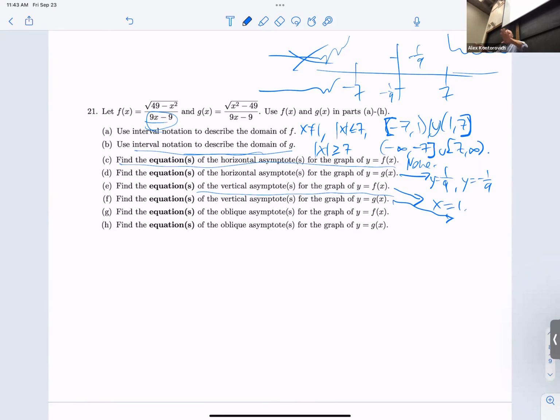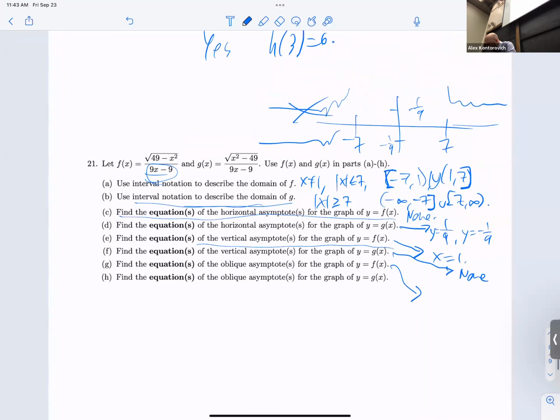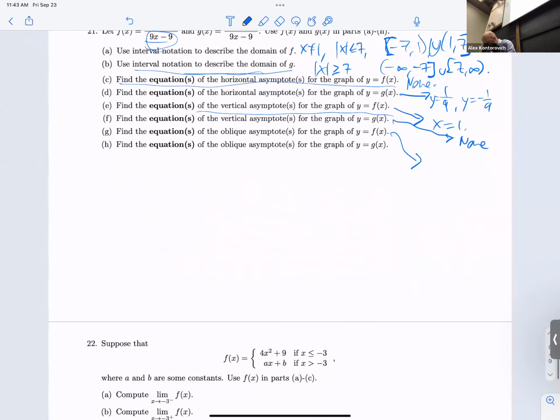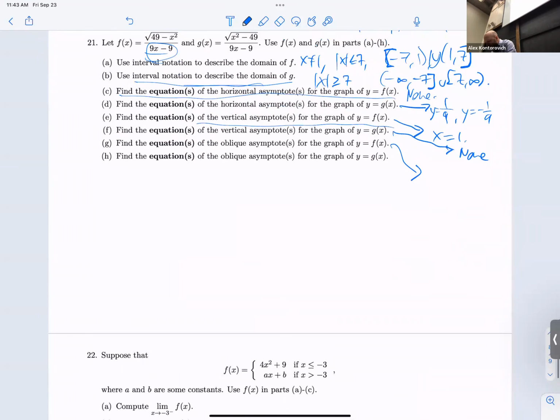No, G doesn't exist unless we're big outside of -7, so none. Okay, the oblique asymptotes. We hadn't really discussed, we ran out of time to discuss oblique asymptotes. Let me save this for the very end to see how many of you are still here. And we're going to come back to F and G.